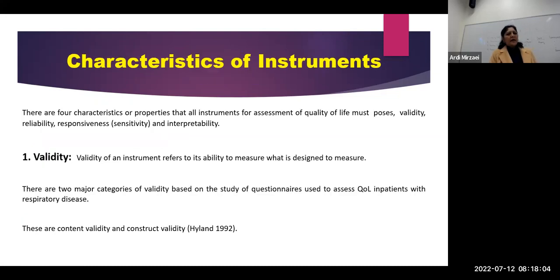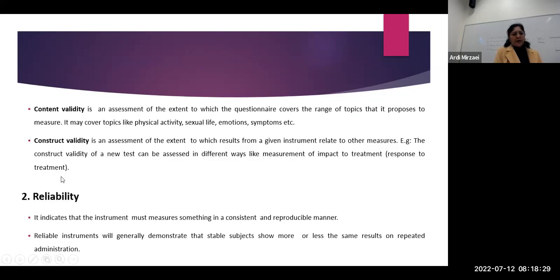So coming to the characteristics of the instruments, instrument means the questionnaire that I just gave you the example. It should have validity. That means it refers to the ability of the instrument to measure what it is designated to measure. It should be valid. And in validity, there is content validity and construct validity.